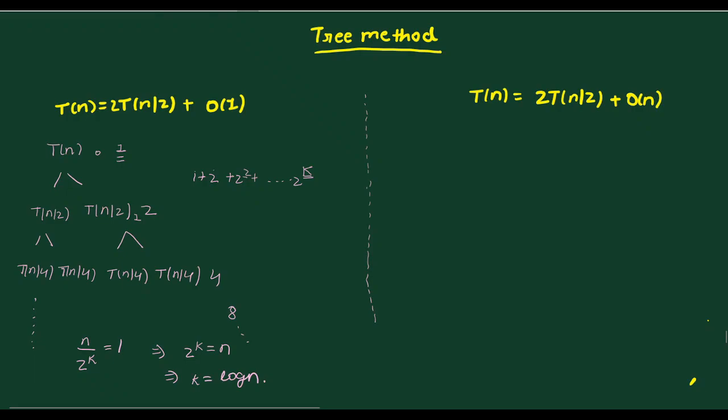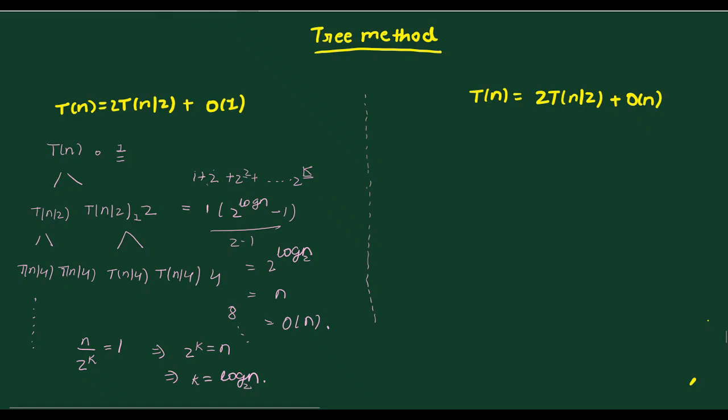So if you see, 1 plus 2 plus 2 square is a GP, and the sum of the terms of a GP is a times r power n minus 1 upon r minus 1. What is your common ratio? It is 2, right? So 2 power log n minus 1 upon 2 minus 1, which is 1. So basically you are getting 2 power log n, and this is base 2, right? So you know 2 power log n is equal to n, so the time complexity is big O of n, right?